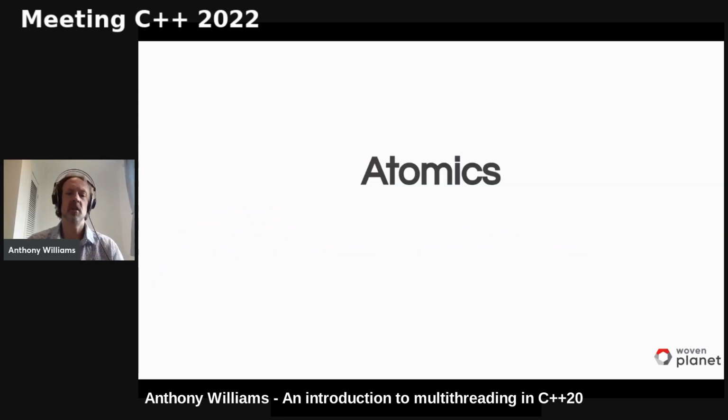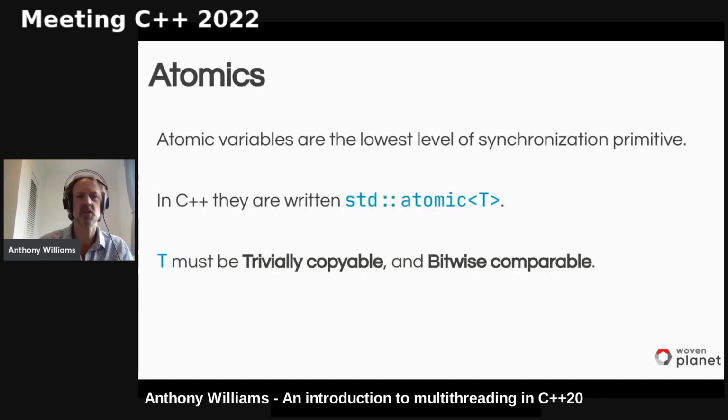Our lowest level of synchronization comes with atomics. And in C++, they're written std::atomic of T for any T at all, as long as it's trivially copyable or bitwise comparable. So it can be a struct with completely user-defined data, but must be trivially copyable. And likewise, if you compare it with memcmp, then it should give equivalent values. Floats are funny. The bitwise compare might not be equivalent to equals equals, but mostly it's all right.